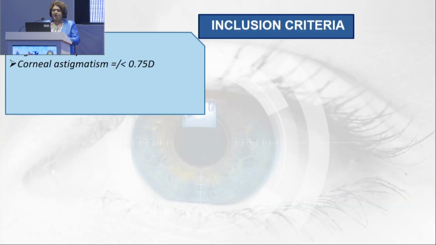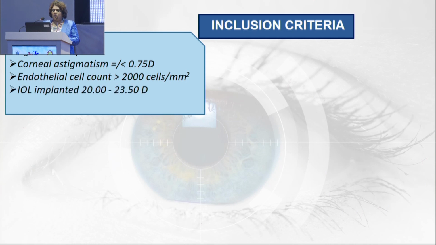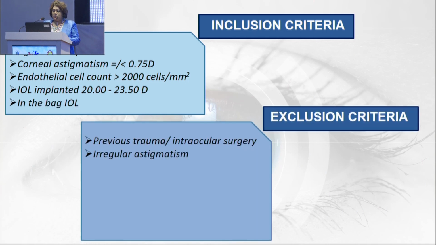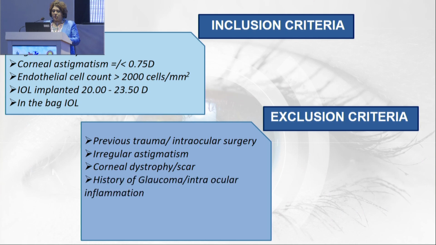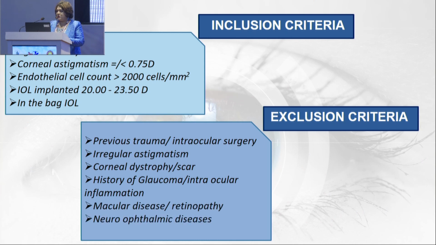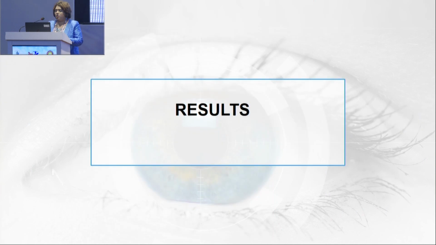The inclusion criteria are age 50 to 75, corneal astigmatism less than 0.75, endothelial cell count more than 2000, and IOL power implanted in the 20 to 23.5 range. The exclusion criteria are previous ocular trauma, irregular astigmatism, corneal dystrophy, history of glaucoma, intraocular inflammation, macular disease or retinopathy, neuro-ophthalmic disease, and intra- and postoperative complications.